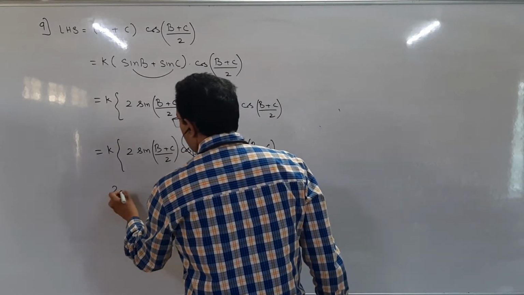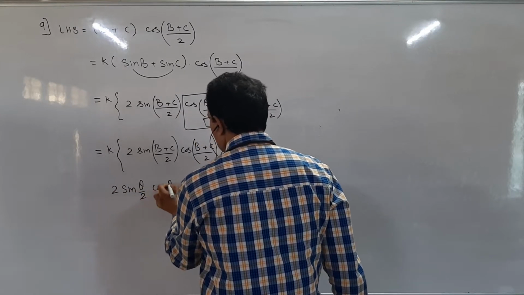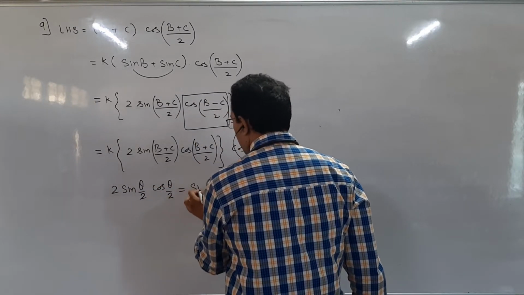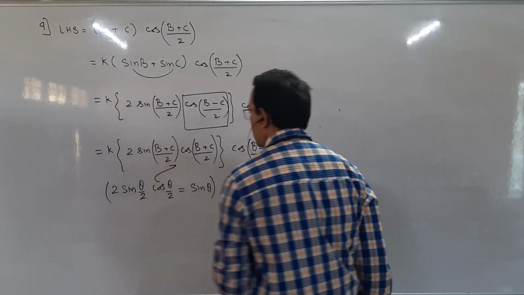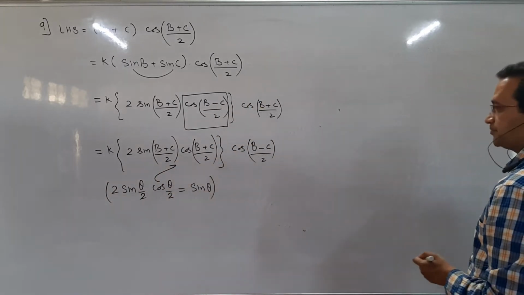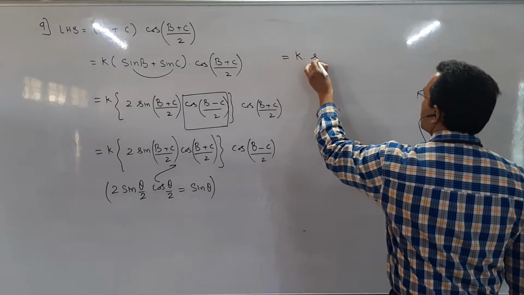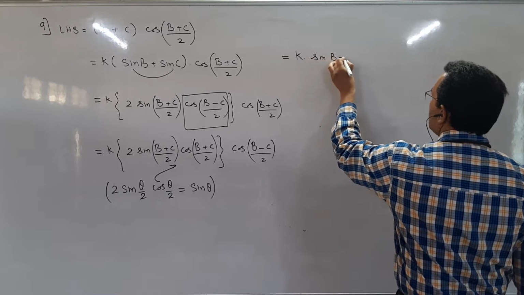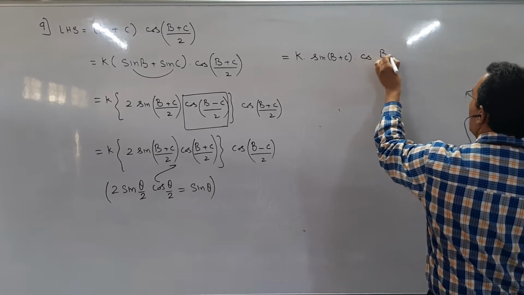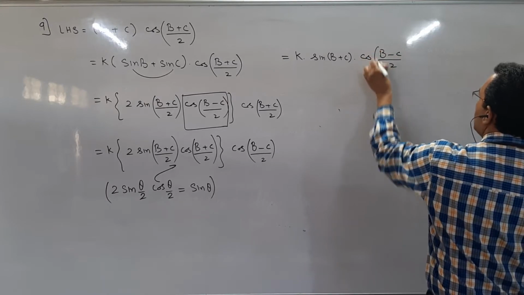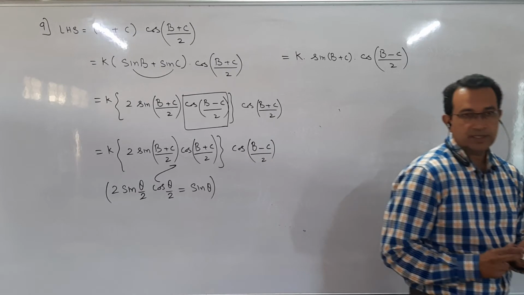Here the formula which I am going to apply is 2 sine theta by 2 cos theta by 2 is equal to sine theta. That I am going to apply within the bracket. So this changes to k sine (b plus c) into cos (b minus c) by 2, which is our answer.